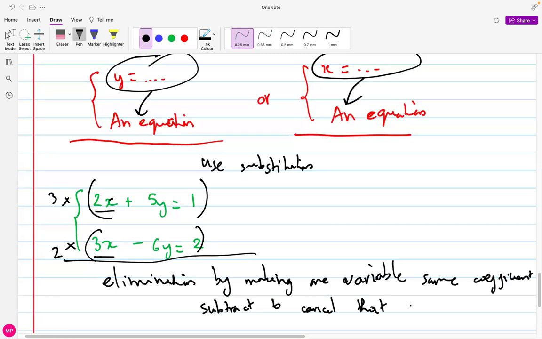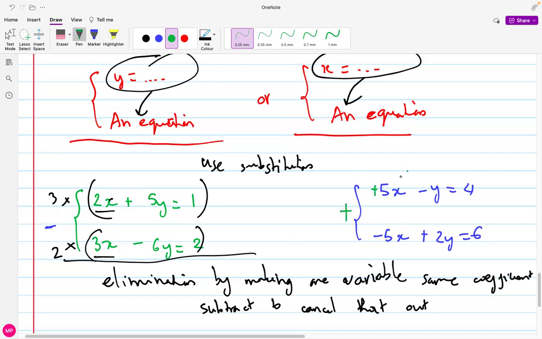Okay, but just be careful. In this case, you subtract because 3 times 2 is 6, 2 times 3 is 6. So you would minus to cancel the x out. But if you ever see something like 5x minus y equals 4 and negative 5x plus 2y equals 6, here it already has the same coefficient, ignoring the negative. But because one is plus and one is minus, you would add them. If you add them, the 5x and the negative 5x will go away.